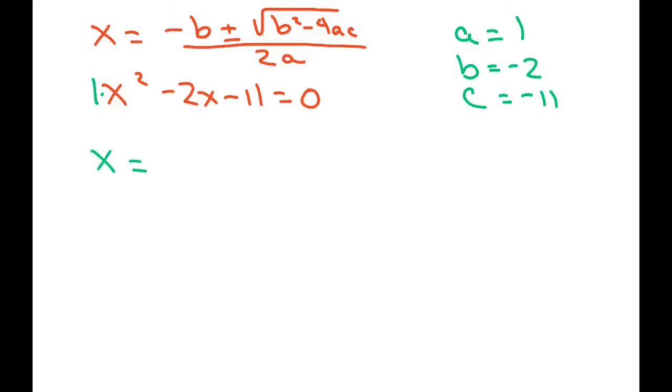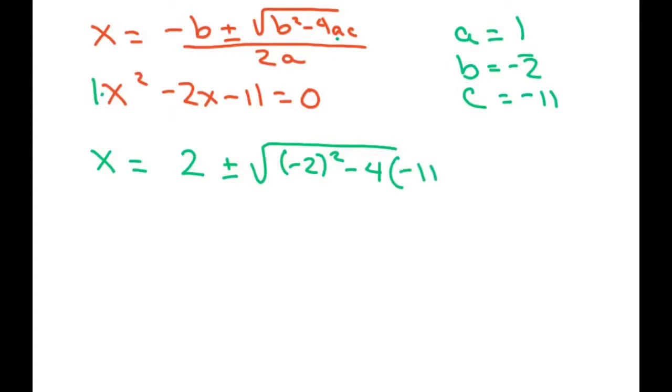So when you take negative b, the opposite of negative 2 is 2, so you don't have to write it down. It's just going to be 2 plus or minus the square root of negative 2 squared. Make sure you use parentheses. Minus 4a: if my a is 1, I don't even write it down, because 1 times 4 is just 4. I'm just going to write down my c, which is negative 11, over 2, because 2 times 1 is just 2. So I skipped some steps and made it a lot easier by doing mental math.